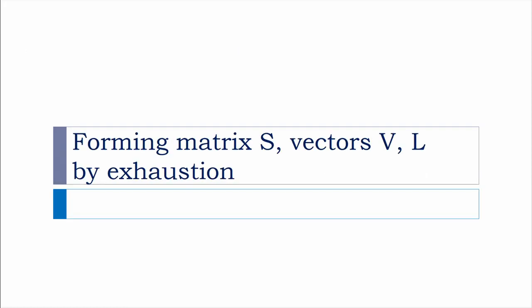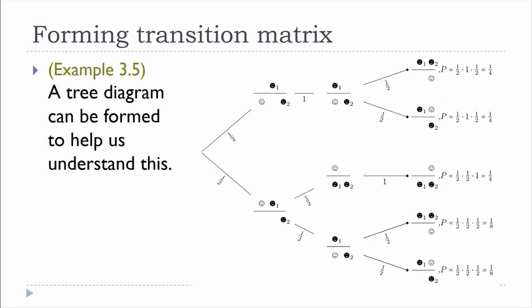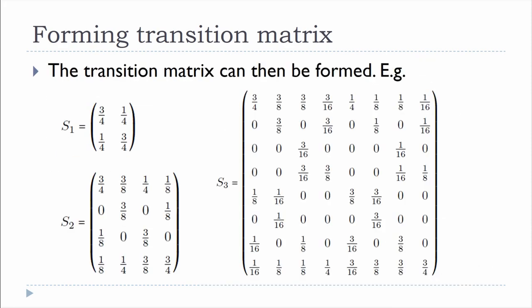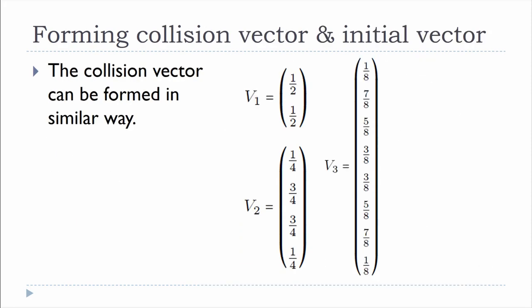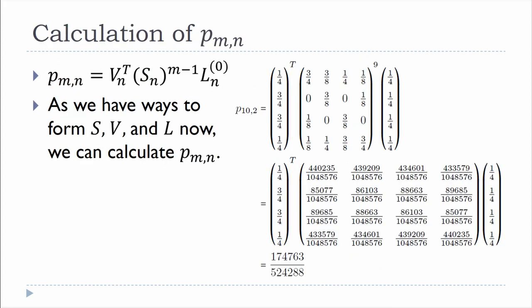We first find the matrix S and the factors V and L by exhaustion. For each input state, we simulate the movement of a person from the left and enumerate all possible outcomes of its movement. A tree diagram can be formed to help us understand this. The transition matrix can then be formed, and the collision factor can be formed in a similar way. The initial factor L is trivial to form, as all states have equal probabilities of occurring in the beginning. And we now have a way to calculate P_MN.